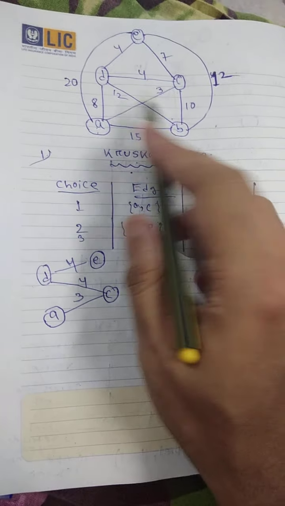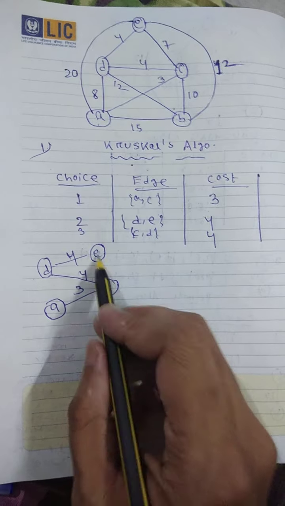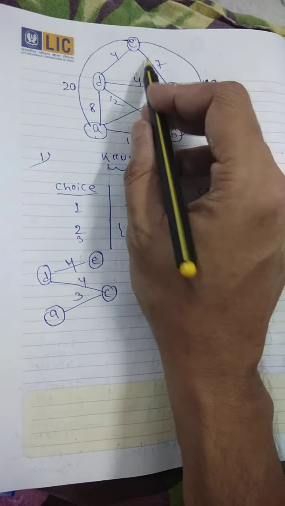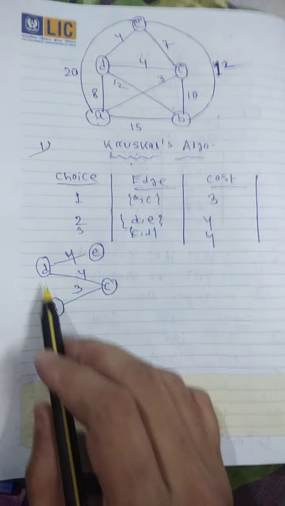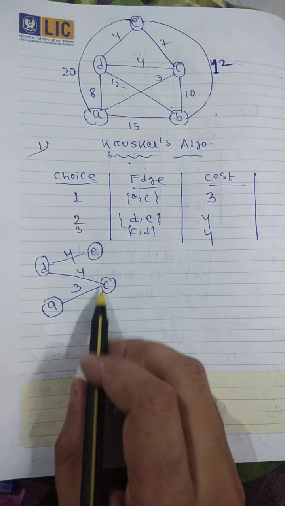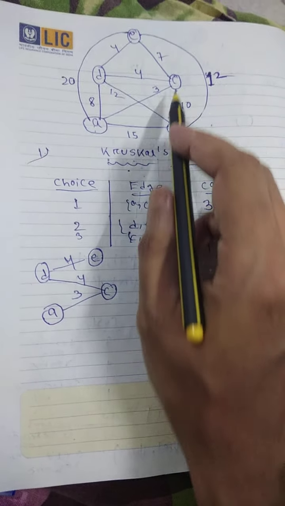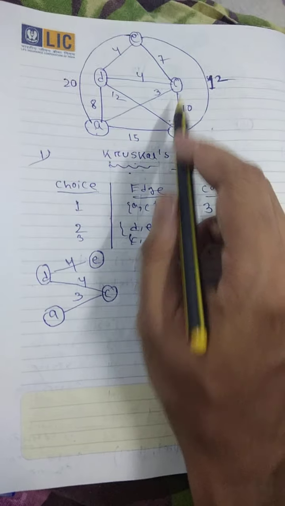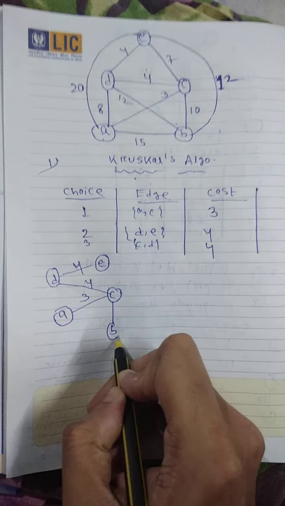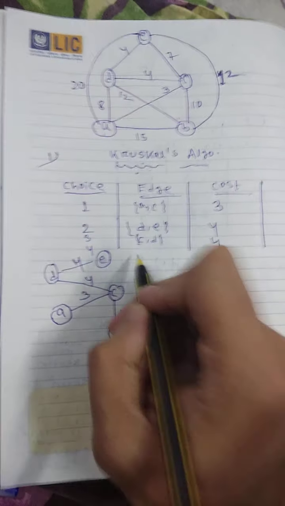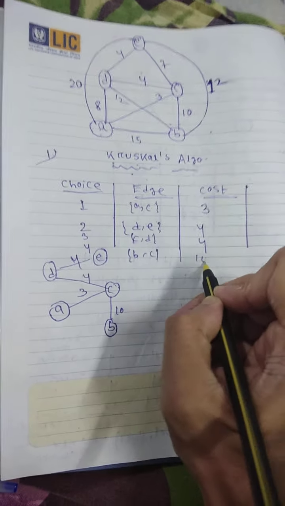So the next minimum is 7. But see, if you take 7, it creates a cycle, so that 7 is discarded, we cannot take 7. So the next minimum is 8, that is AD, which also creates a cycle. So that edge with 8 is also discarded. Next 10, okay, this does not create any cycle, so I am taking C, B and 10. So the next minimum is BC or CB, whatever you write, and the cost is 10.